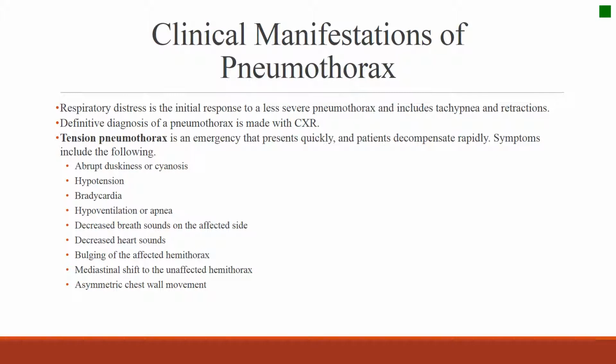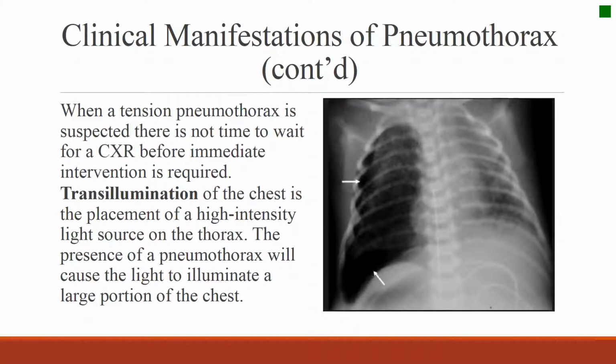Other symptoms include abrupt duskiness or cyanosis, hypotension, bradycardia, hypoventilation or apnea, decreased breath sounds on the affected side, decreased heart sounds, bulging of the affected hemithorax, a mediastinal shift to the unaffected hemithorax, and asymmetric chest wall movement. So again, the signs and symptoms are really no different than an adult, and our treatment really isn't different than an adult either. Here's a picture of a neonate with a tension pneumothorax on the right.